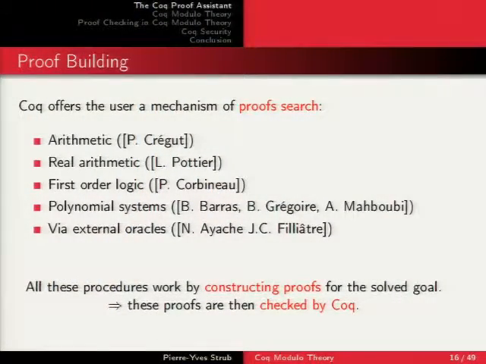So Coq offers very low-level tactics, like for implication, modus ponens, and the construction of proofs of negation or the AND. But Coq also offers some user mechanisms for proof search. For example, you can ask Coq to do proof search for arithmetic, reverse arithmetic, first-order logic, polynomial systems, ring, field, and you also have a general mechanism for calling external oracles.